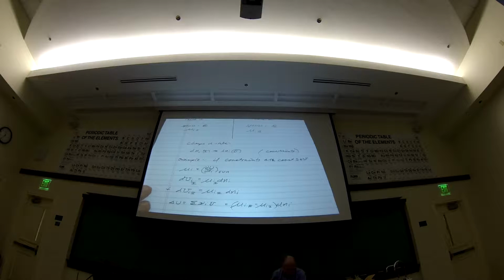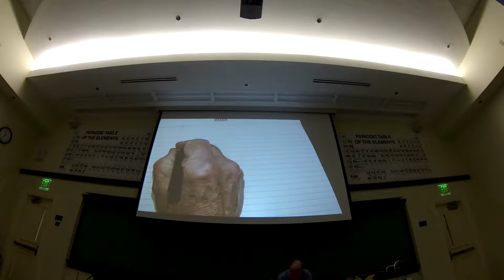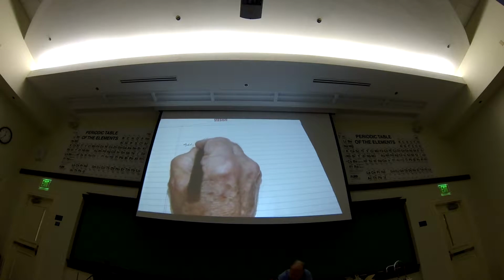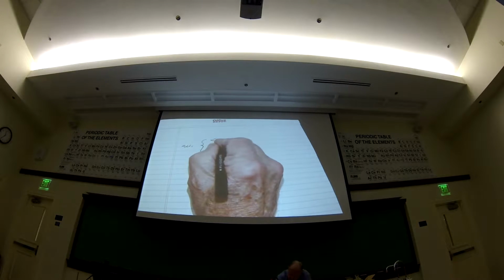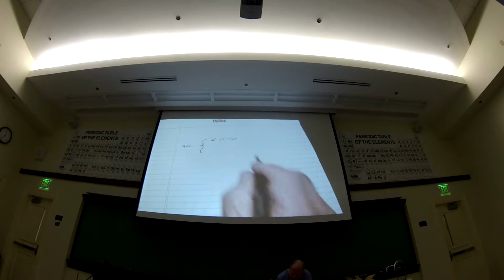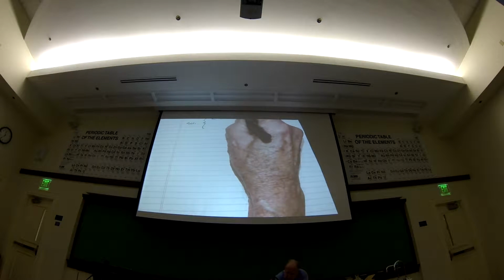Now, here's what we have. The delta U i, that's related to delta U. If delta U i is less than zero, then what does that mean? That it's possible, crossing the boundary, for a system to find a lower potential. That means it's spontaneous.